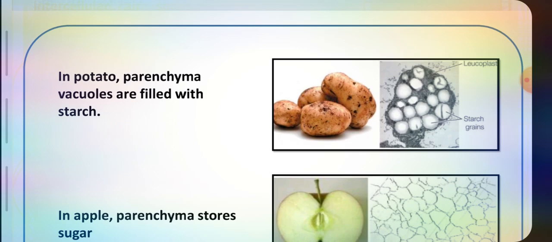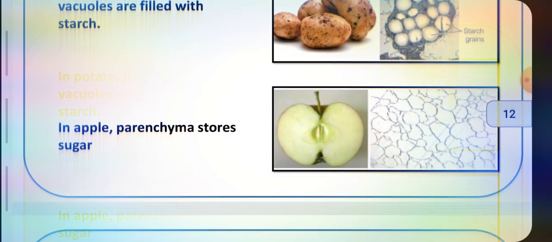And leucoplasts, what are leucoplasts? Leucoplasts are nothing but colorless plastids which store food. Likewise in apple, the parenchyma tissue stores sugar. They store sugar. And we stop here and we will continue.